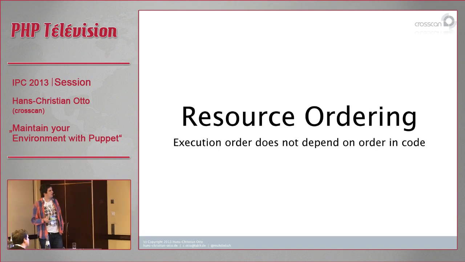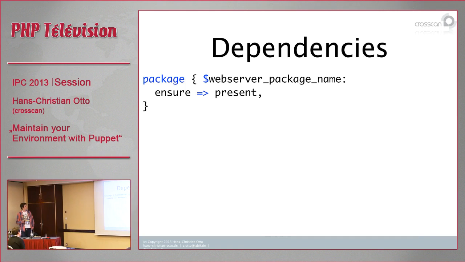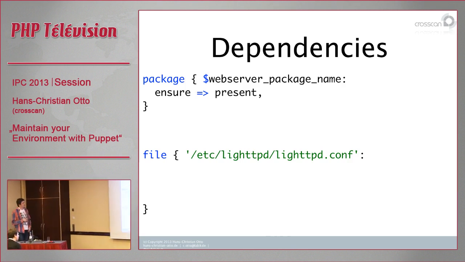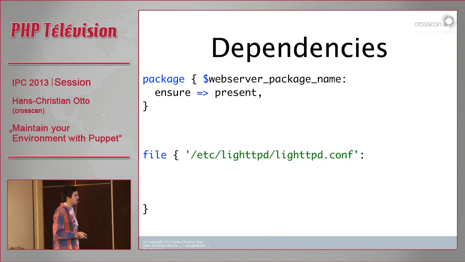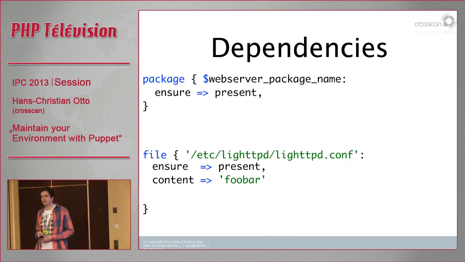And this is what we're going to do here. We have, again, this package web server, the package for the Apache 2 web server or whatever web server we use. And we say, please ensure that it's present. In addition, we're going to create the config file of our lighttpd web server in this case. And we use the file resource for that and say this file should somehow be handled by Puppet. And actually, we say, please ensure that it's present and that the content is foobar.